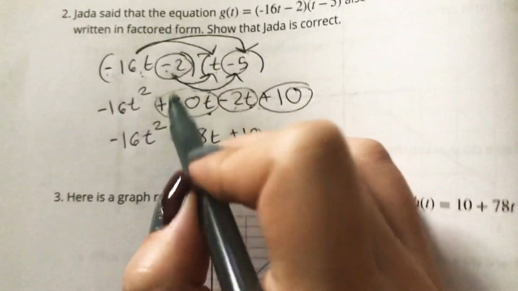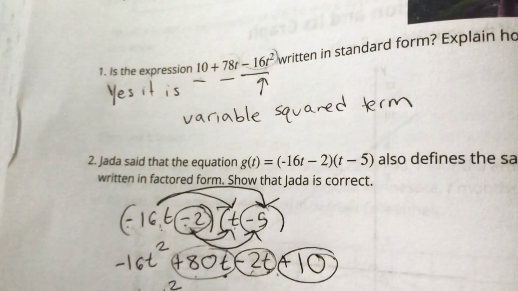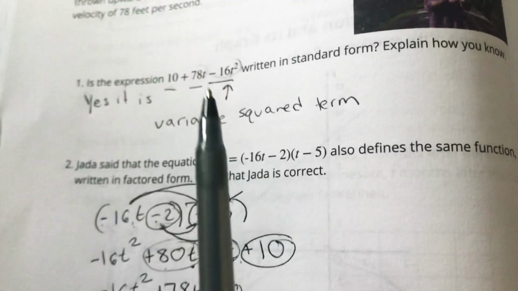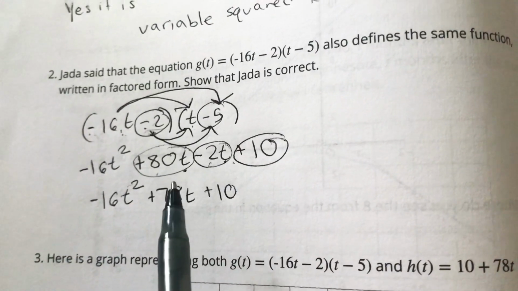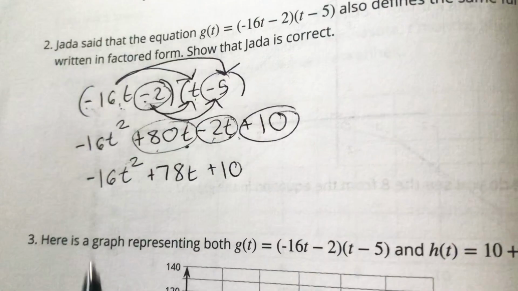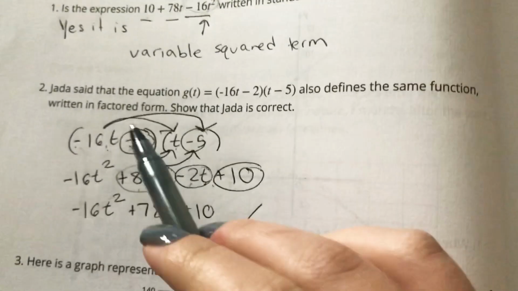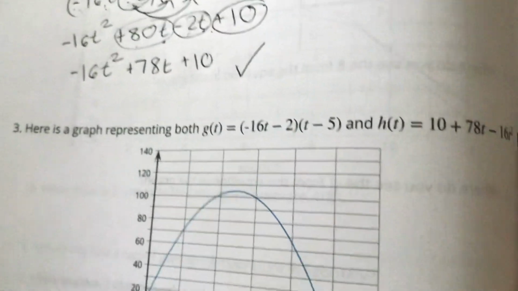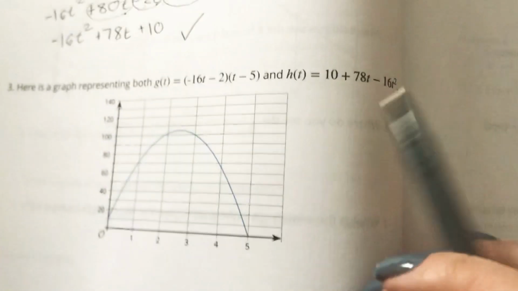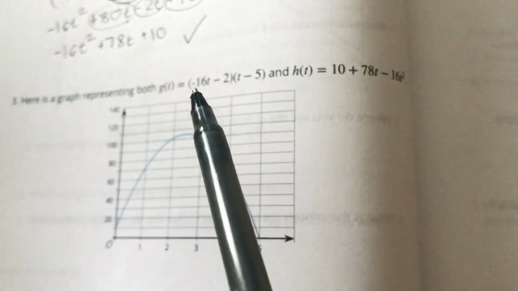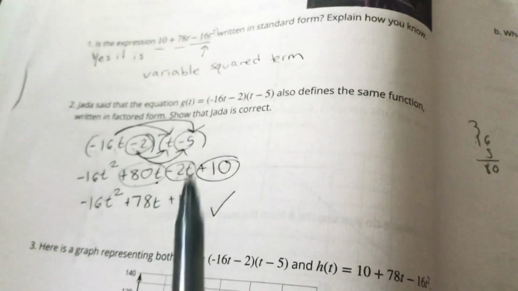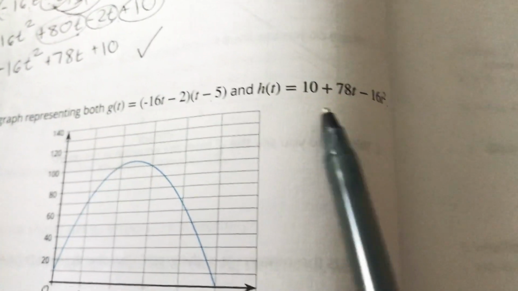So by expanding this out, I have these three terms. You can see it's equivalent to this one up here. It's just in a different order. I have a 10. I have a positive 78t. I have a negative 16t squared. We have now shown that Jada is correct by expanding this out. They are the same. Now it says, here's a graph representing both negative 16t minus 2 times t minus 5 and the original. We already know they're equivalent. They're the exact same function, even though one is written in factored form and one is written in standard form.